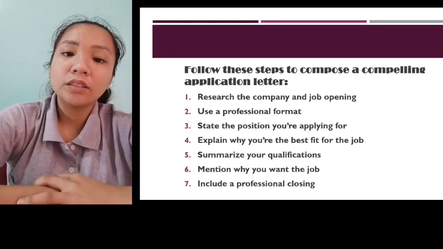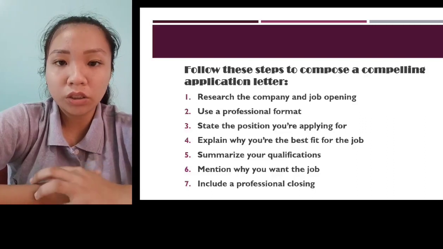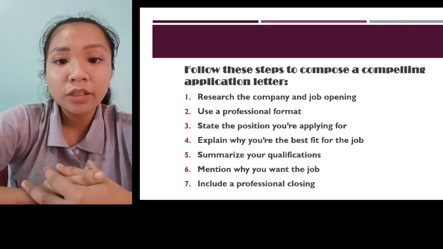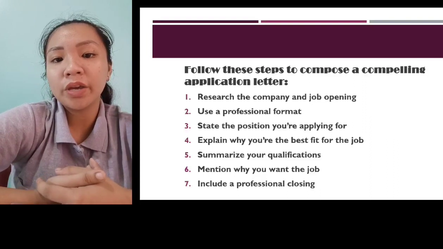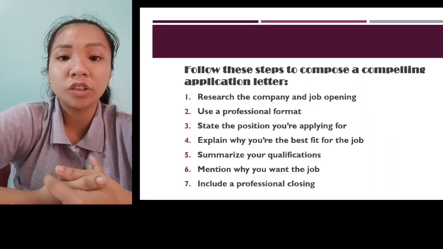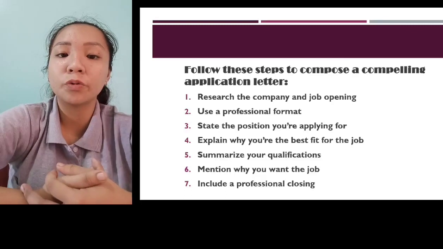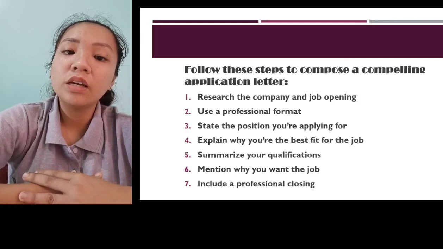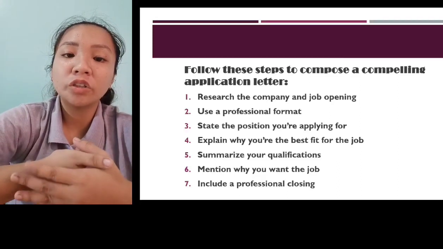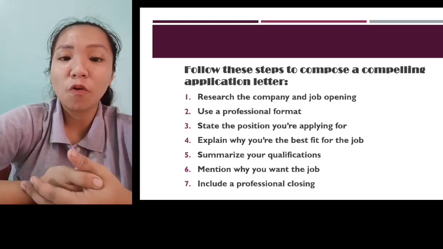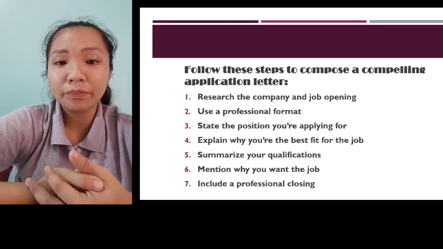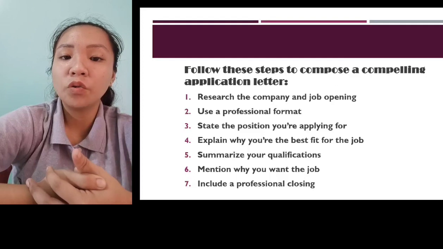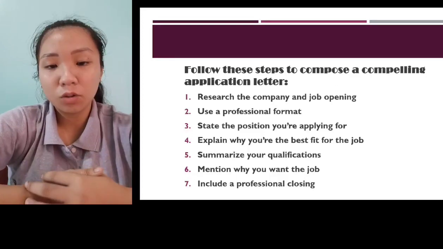Seventh is include a professional closing. Thank the reader for reviewing your letter, reference your resume and any other attached documents, and offer to provide additional information as needed. Mention that you look forward to the next steps in the hiring process, and conclude with Sincerely as a closing.